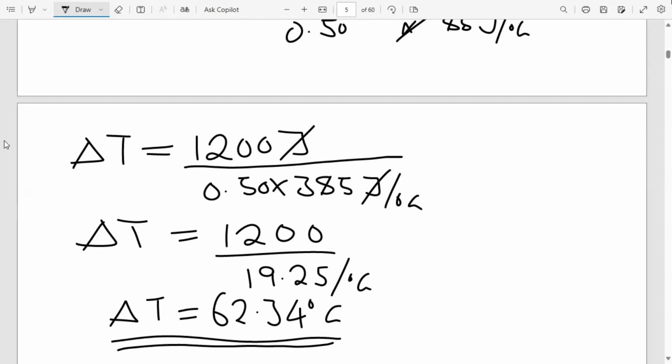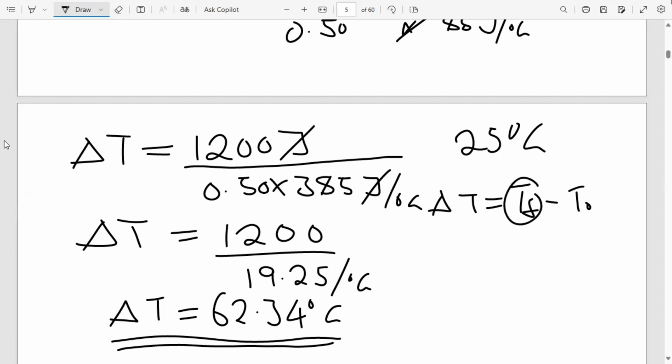And if this is the change in temperature, they gave us to say the initial temperature was 25 degrees Celsius. So for us to find the final temperature, we're going to notice the change in T will be equal to T final minus T initial. So we're looking for T final, which means T initial is going to go on the other side. So I'm going to say the change in temperature, which is 62.34. Then I'll get this guy and take it on the other side. It will become a positive. So plus initial temperature, which is 25.